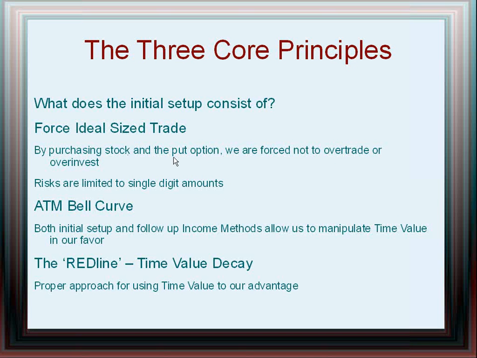So we have force an ideal size trade. By purchasing stock and the put option, we are forced not to overtrade or overinvest. We saw that the risks are limited to single-digit amounts. In that example that we saw with PXP, our single-digit risk was only 5.5%. The Silver Wheaton trade we're going to go through in the second half of the presentation, the initial at risk was only 7%.